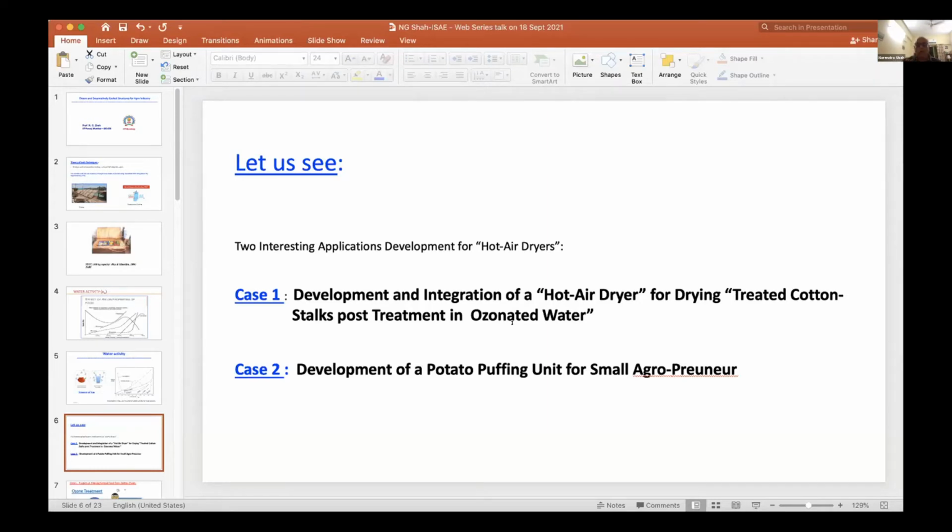However, those of us from the Vidarbha area, the cotton growing areas, know that cotton stalk gets as hard as wood because of its lignin content. Therefore no animals would want to touch that, because they don't eat woody substances. So we did some research and developed a technology I'm going to talk about in a minute. Case 2 is what we typically call NPD, new product development: a potato puffing unit for small agro entrepreneurs. I'll take you through that.